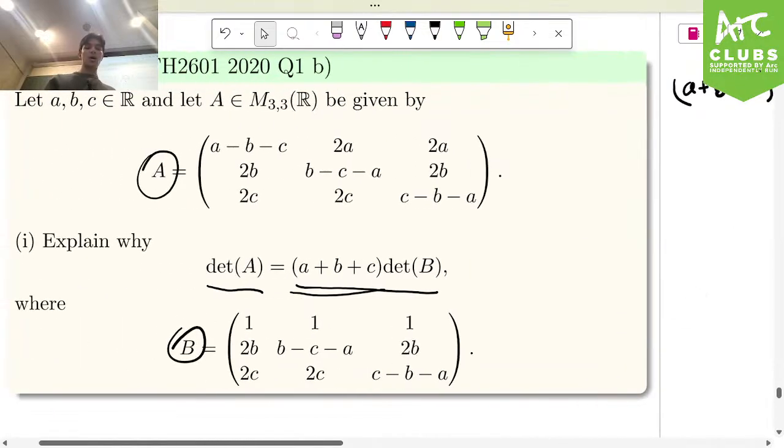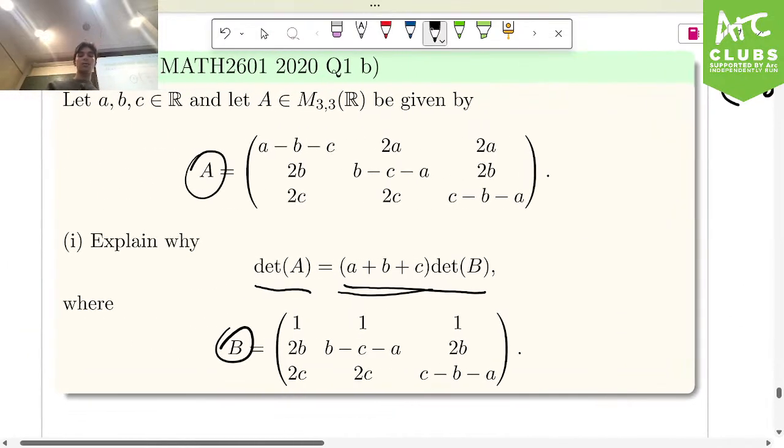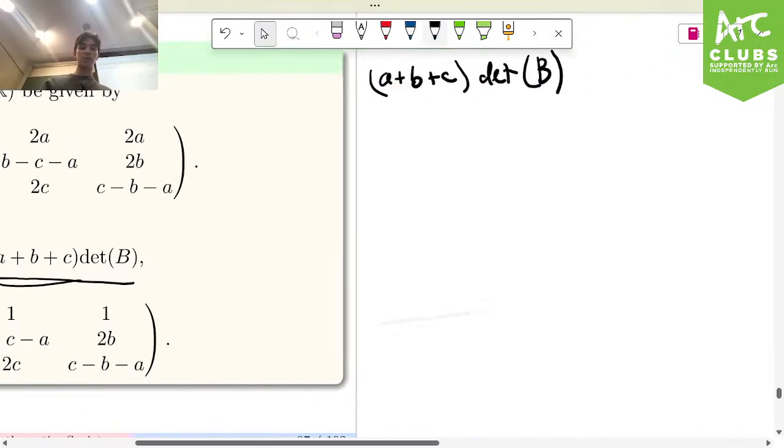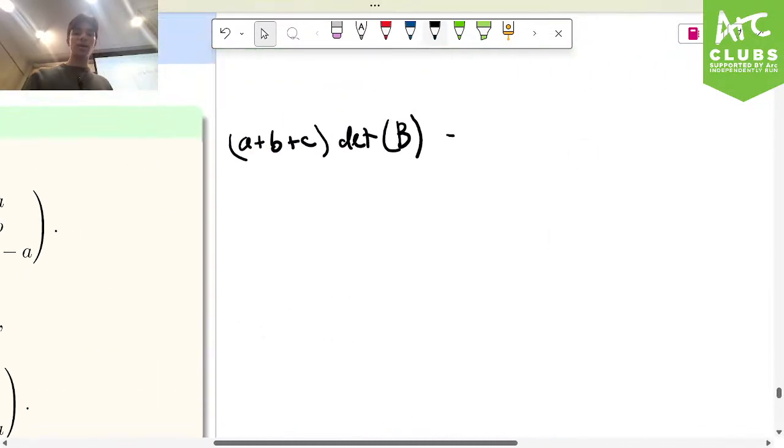Determinant of B. We know that multiplying the determinant is the same as taking the determinant of a new matrix where a row or column has been multiplied by that factor. So we can see in B, there's a row that's conveniently all ones, which would be very easy to multiply by A plus B plus C. So let's see where that gets us.